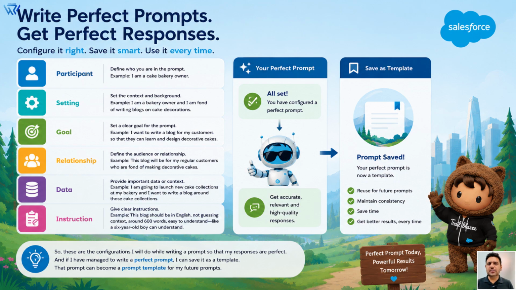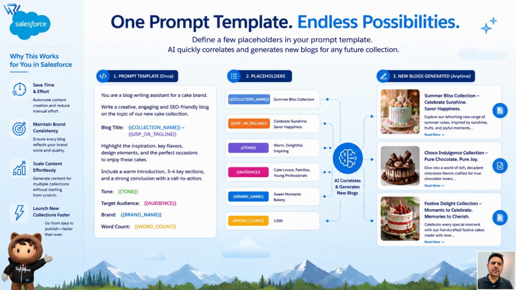And if I have managed to write a perfect prompt, I can save it as a template. That prompt can become a prompt template for my future prompts. Now in this prompt template, I can define a few placeholders. For example, if I am going to launch a new type of cake collection in future, I just have to replace a few placeholders. My prompt template is already ready, and AI can quickly correlate from my template and generate new blogs in future based on these prompt templates.